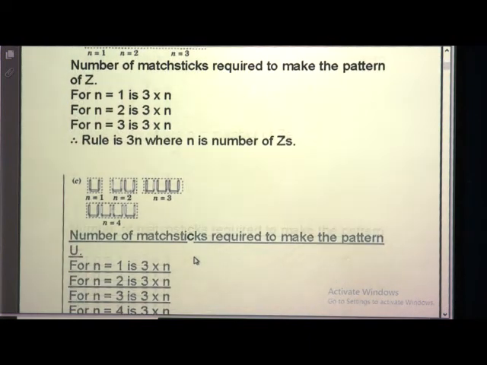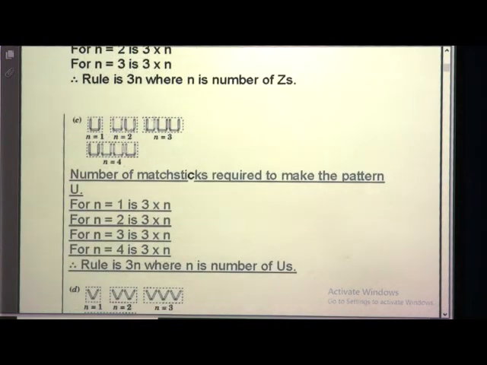Let us take one more example of U. See, to form U, we require 3 matchsticks. For one U formation, the number of U's formed is 1, n is equal to 1. The number of U's formed is 2, then 3, then 4. So, for forming 1 U, we require 3 matchsticks. So, 3 multiplied by 1. How many matchsticks? 3 matchsticks.